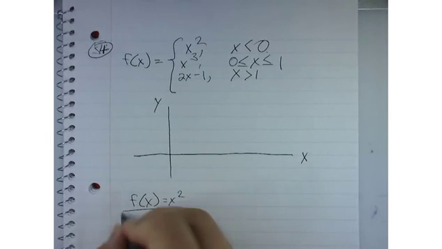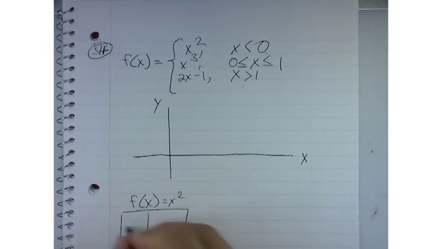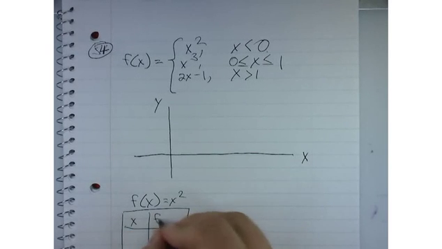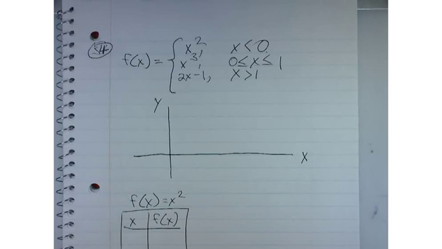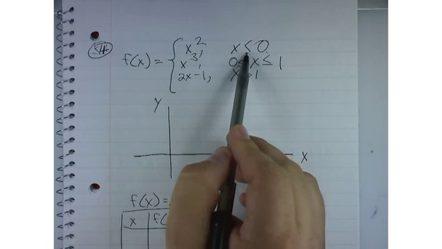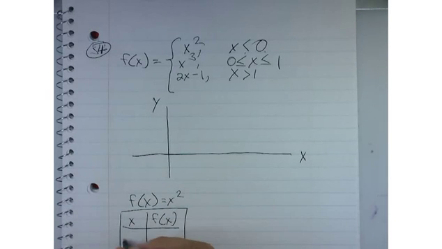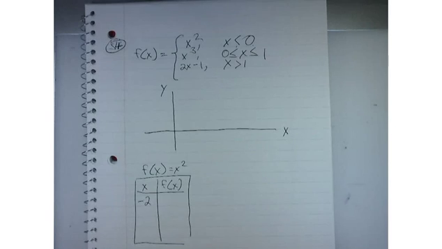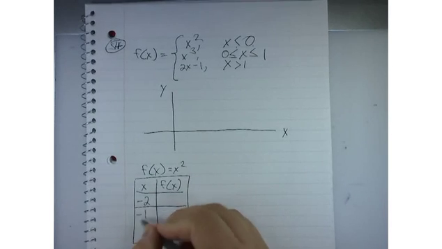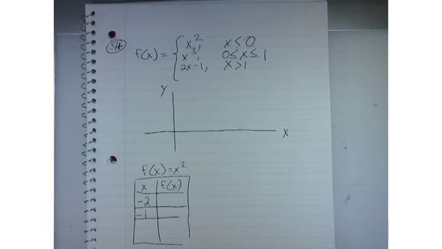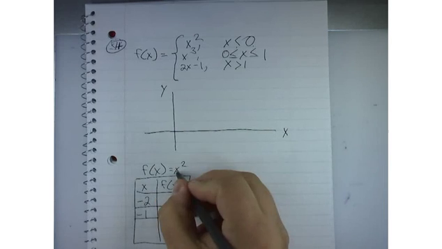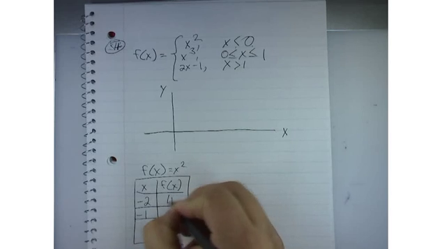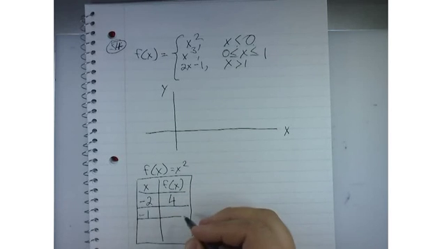And if I were to make a table of values, I've got an x here and then I've got f of x here. So if I define the domain as less than 0, that means all negative numbers, right? So I'm going to plug in a couple of negative numbers. I'm going to plug in -2. I'm going to plug in -1. And then I can't plug in 0. Okay, but what's -2 squared? +4. What's -1 squared? 1.